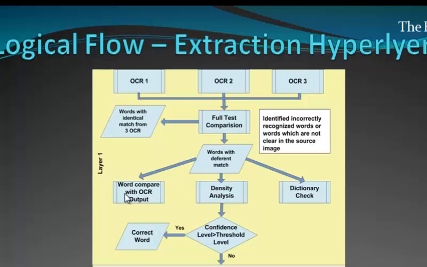refine layer here, and we can check whether these 3 words are identical. Maybe at this stage we can find one word is different from the other 2 words. From these 2 OCR engines it has recognized identical, but from this OCR it recognized differently. So then we take these 2 words, this word and this word, and we check the density analysis.